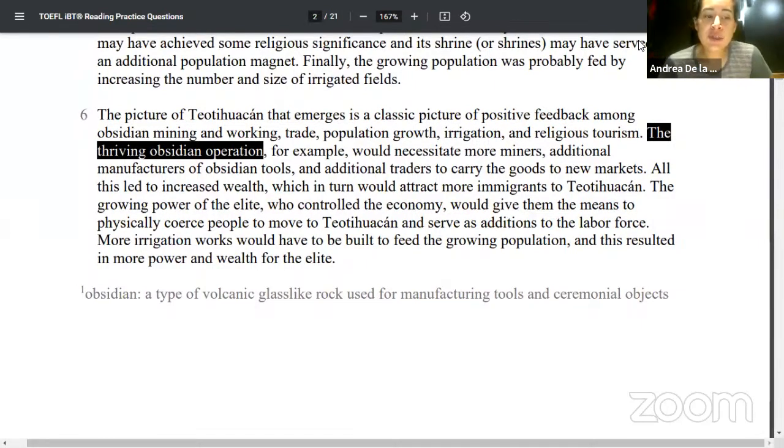And we have this clarification that says obsidian is a type of volcanic glass-like rock used for manufacturing tools and ceremonial objects. Okay, that's what obsidian is, if you're wondering. So that's what you guys should do, all right? Please don't ever read word by word because you're gonna run out of time at the end of the day. And don't skip reading either because you're gonna be lost when you're answering your questions. You need to have an idea of at least what the passage is about, and maybe it would be good to have an idea of what each paragraph is about as well. Okay, guys? Any questions about that process?